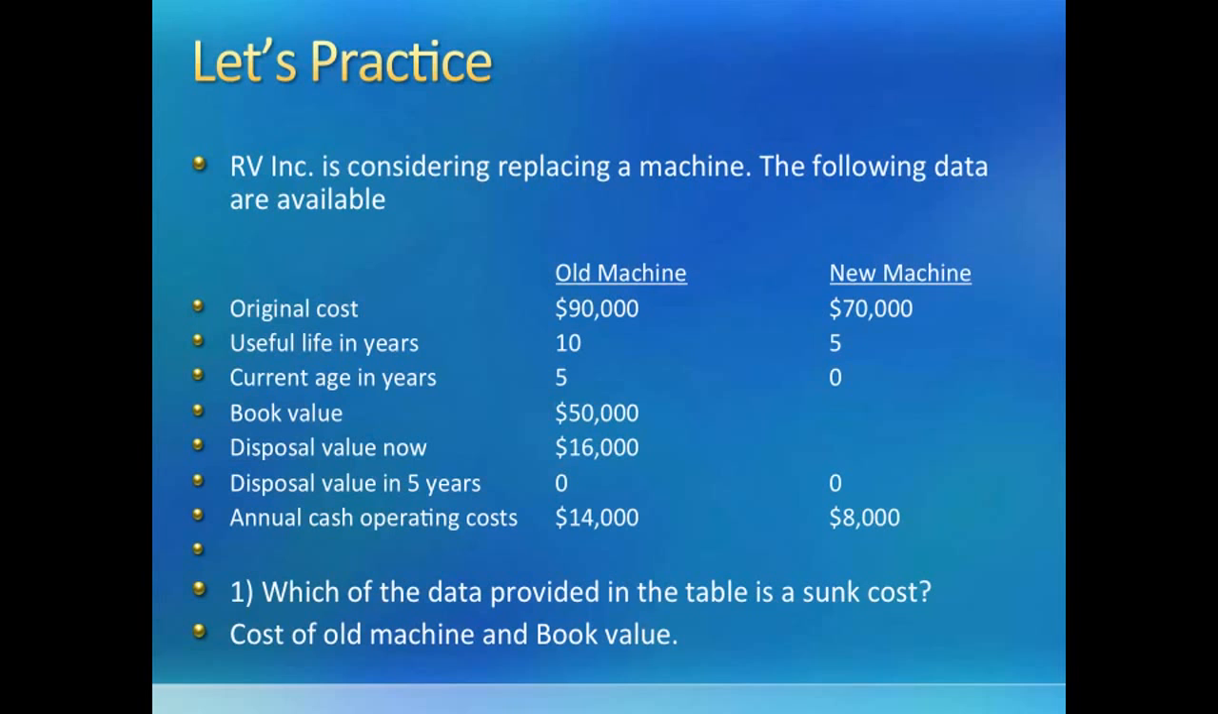So an RV company is considering replacing a machine. You are given a whole bunch of data regarding the old machine and the new machine. The first question says, what are the sunk costs? Remember, all costs which are incurred before today are sunk costs. So original cost, accumulated depreciation, and book value would all be considered sunk costs.